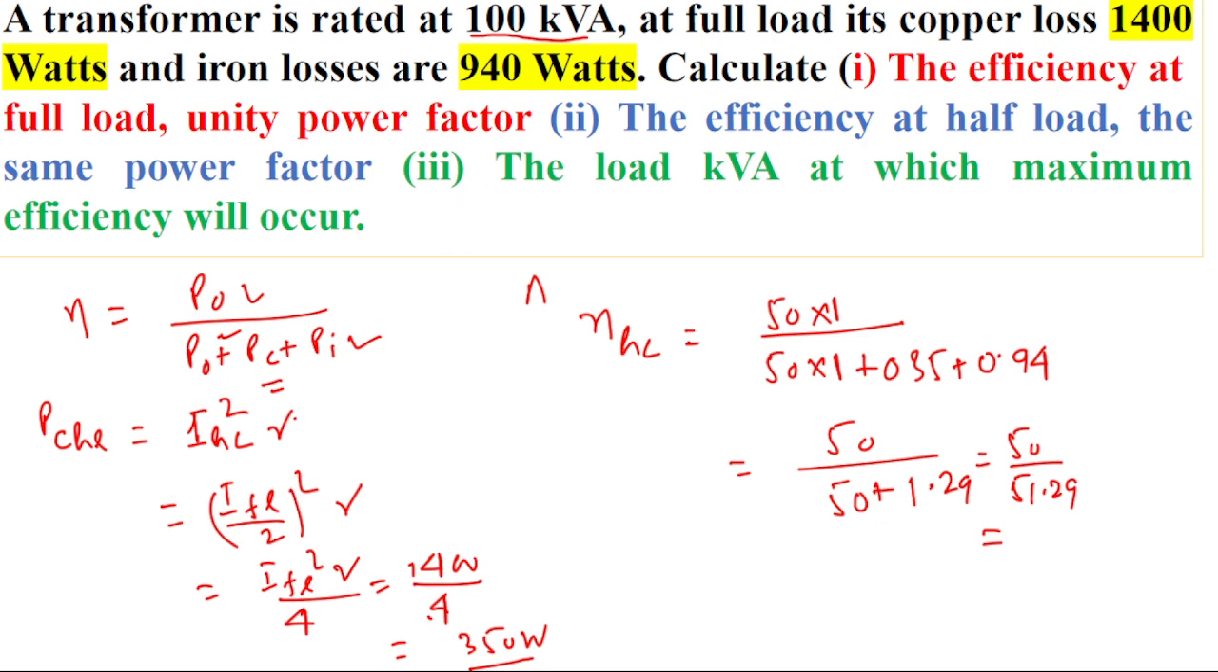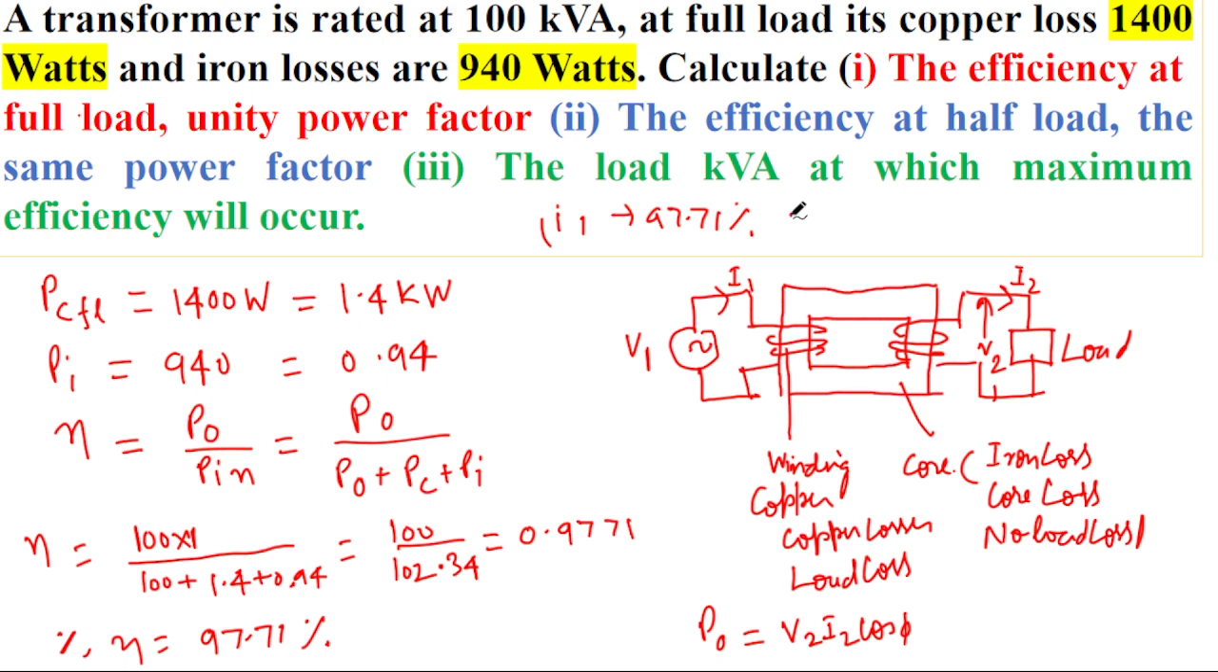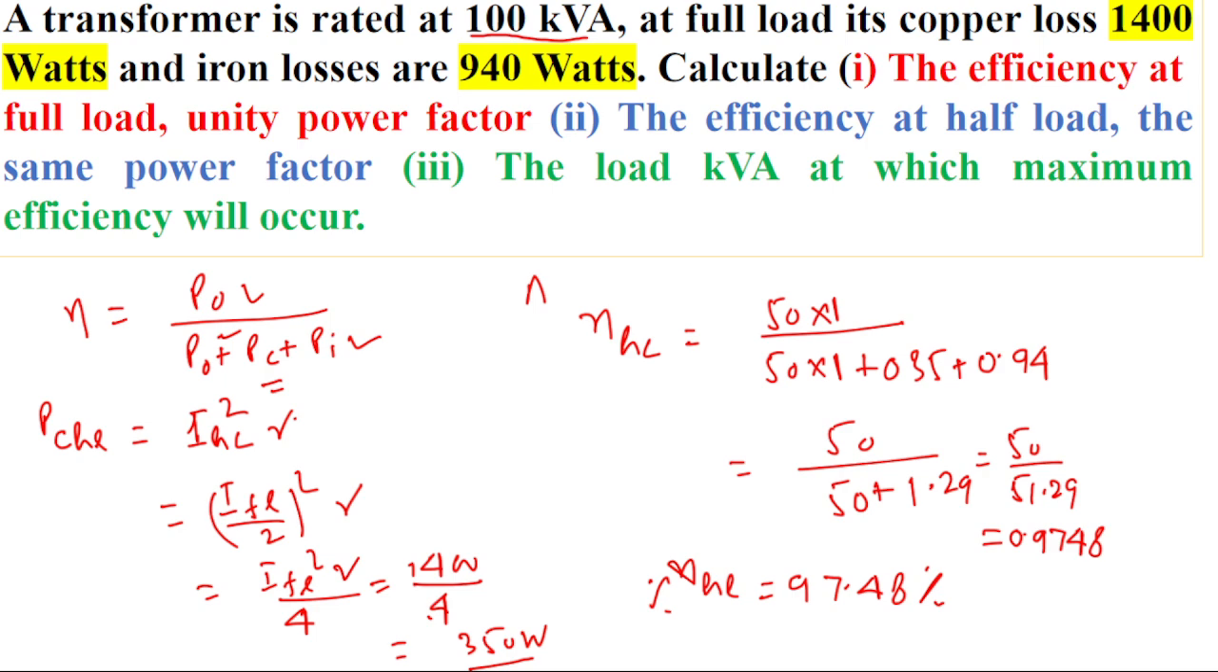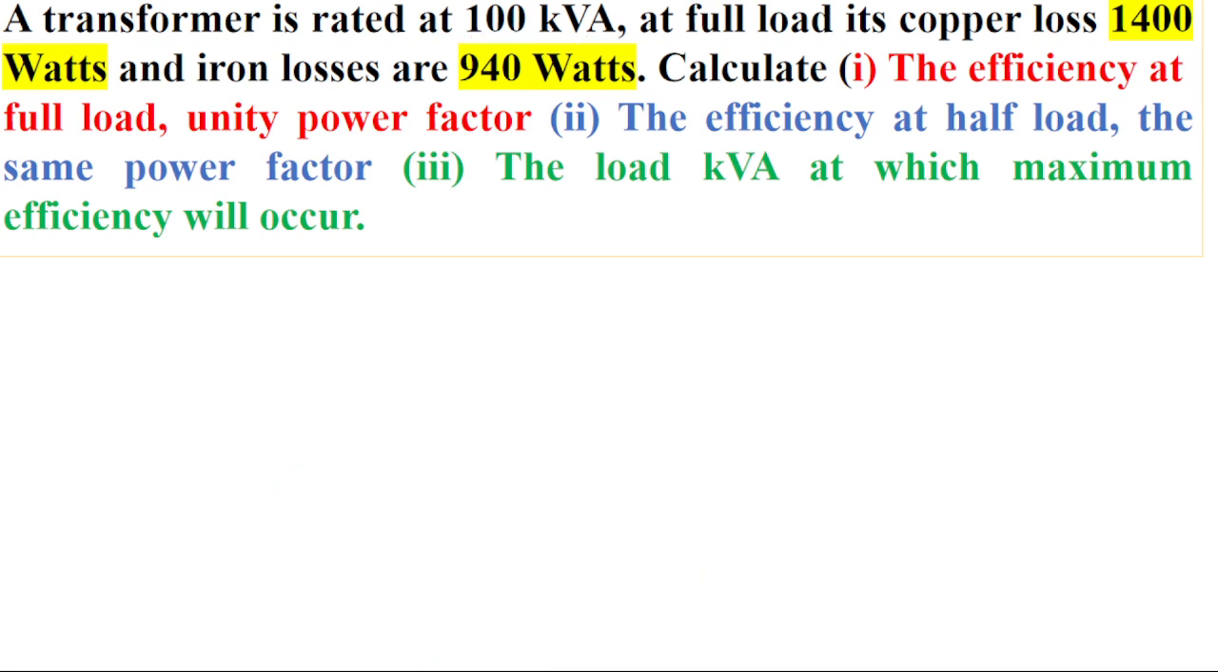It is 0.9748, so the percentage efficiency at half load will become 97.48%. So at the half load, the second part is 97.48%, right? So we have calculated the two efficiencies, full load and half load. Now we are coming to the third part.